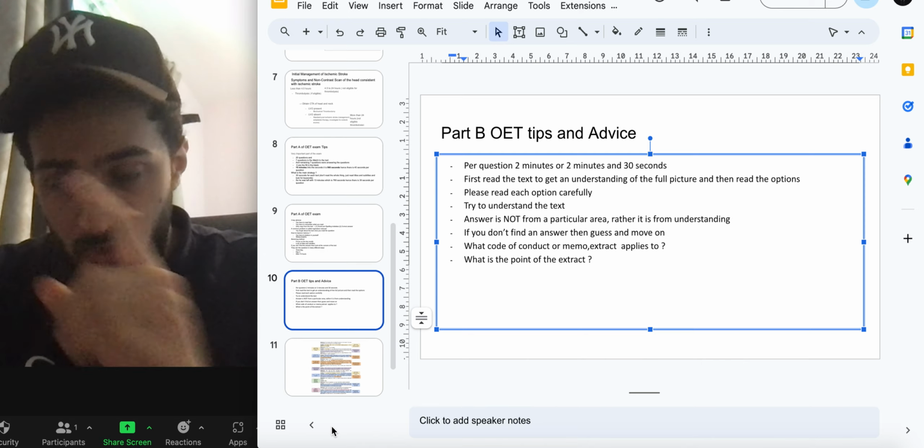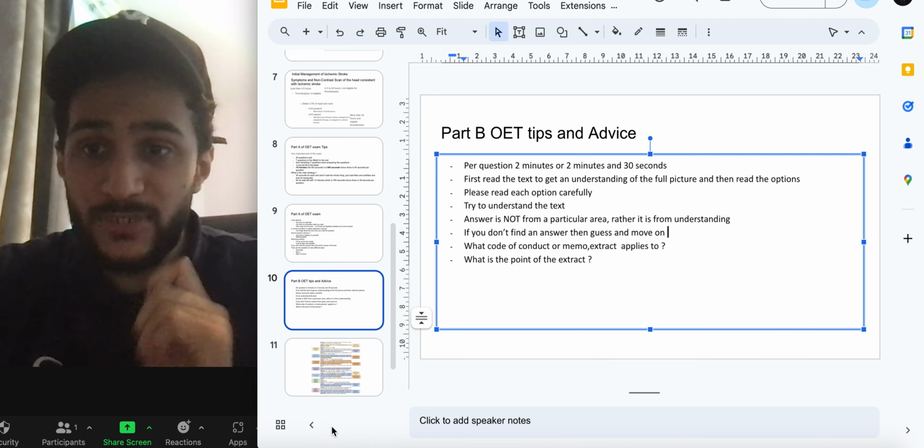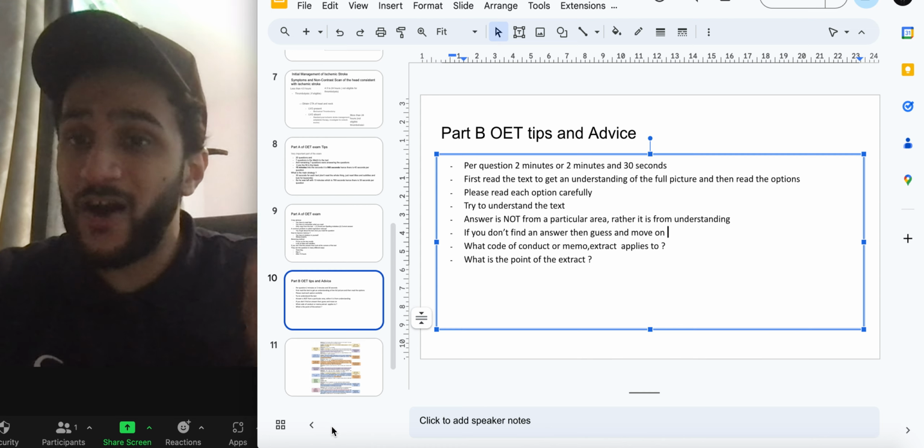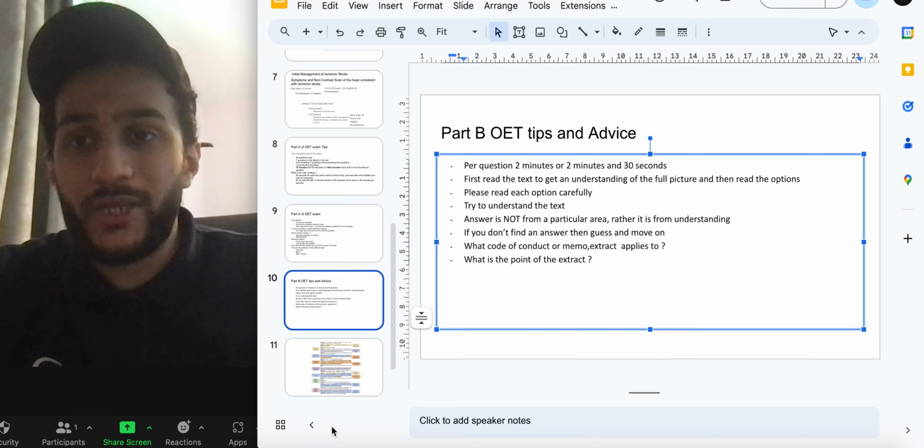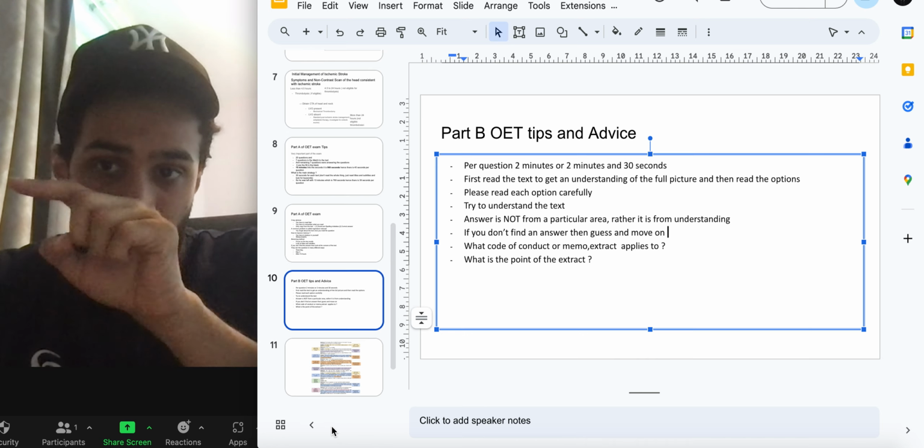What you want to do is spend around 2 or 2.5 minutes per question for the OET Part B. So what you want to do is first of all read the top question.